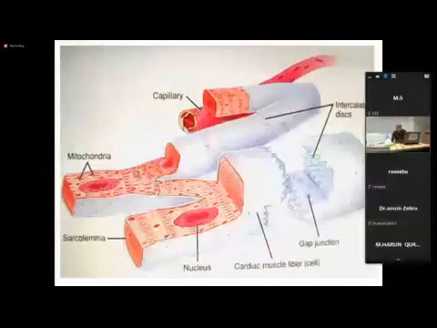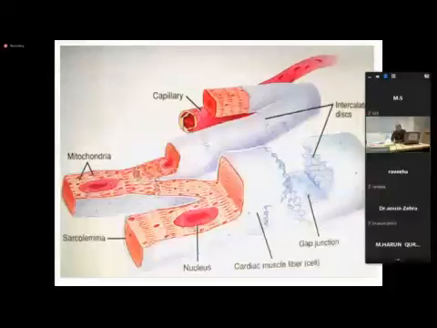Same is the case for the ventricles. Physiologically, the right and left ventricle both depolarize simultaneously as one unit, and therefore they are termed the ventricular myocardial syncytium. Syncytium means a unit.